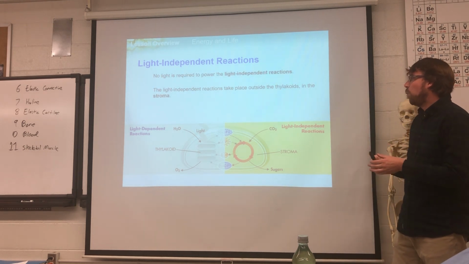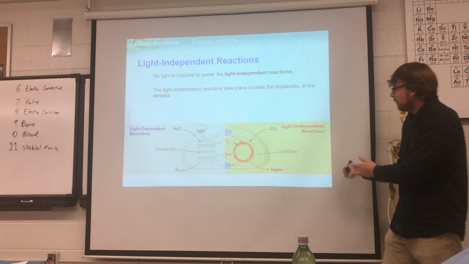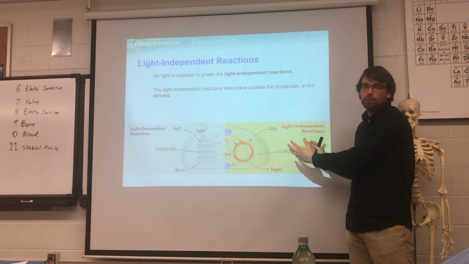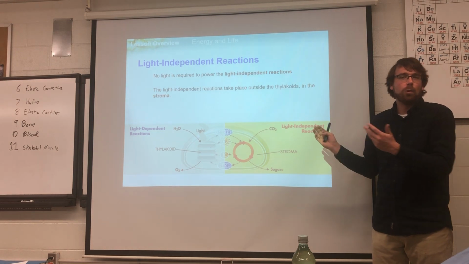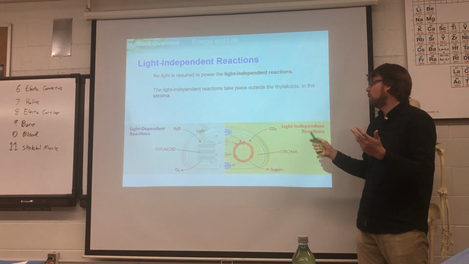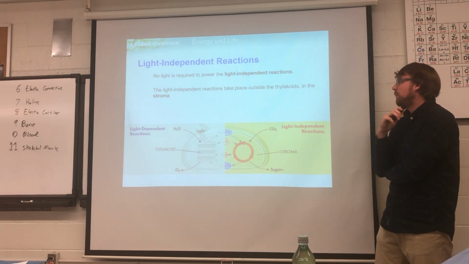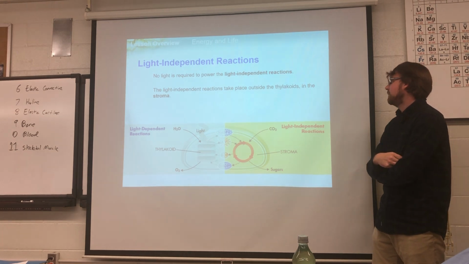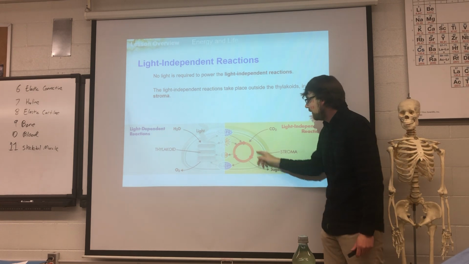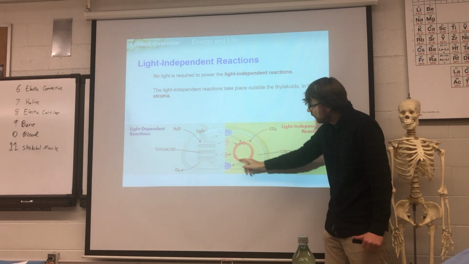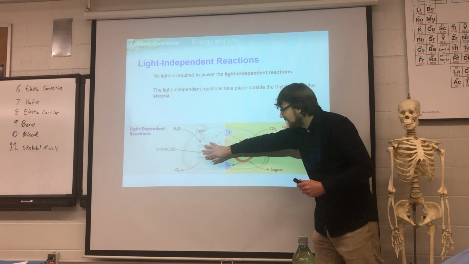No light is required to power the light-independent reactions. They used to call these the dark reactions. They call them light-independent because they can work in the light or in the dark. They just don't need light to work. So light-independent reactions only take place outside the thylakoid in a place called the stroma. So they take place out in this fluid part, the stroma, not in the thylakoid.